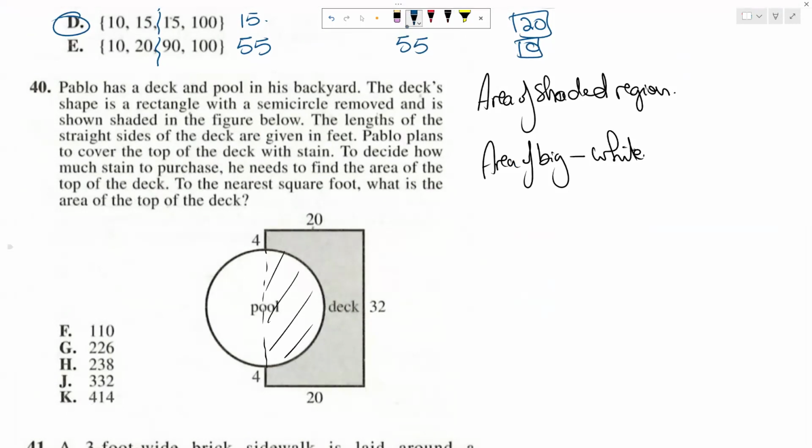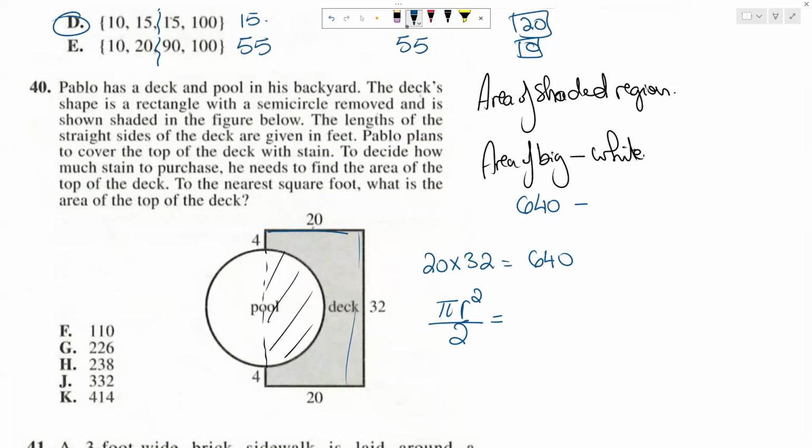So first we'll get the area of the rectangle, and that's length times width, meaning 20 times 32. This is 640. This is the area of the big shape, 640. Minus, now in order to get the area of the white part, I need to calculate half the circle. So I'll get the area of a circle first, which is pi r squared, and then divide by 2.